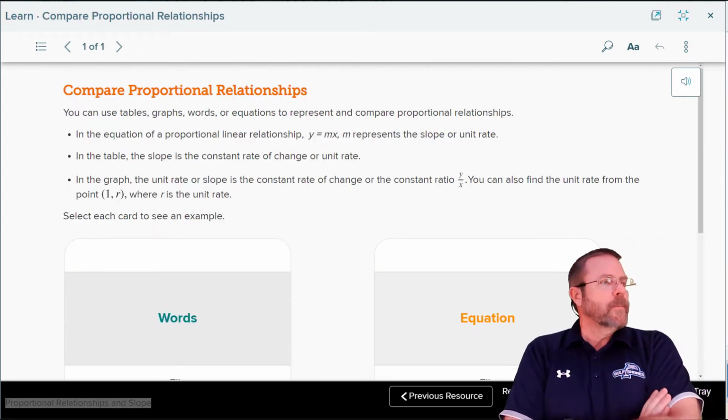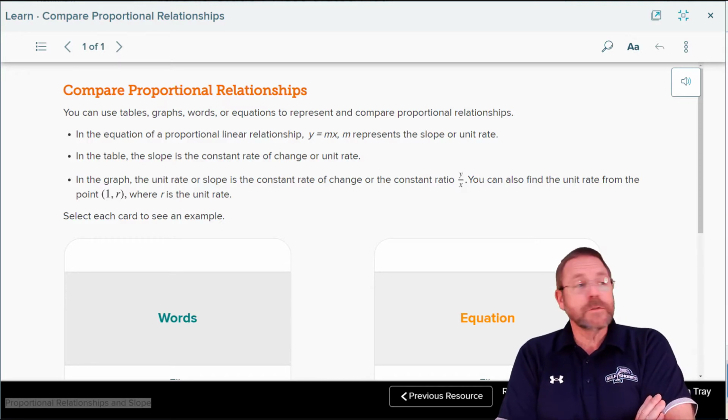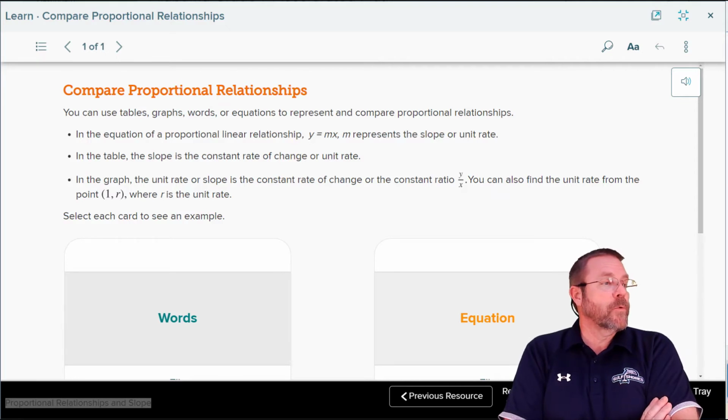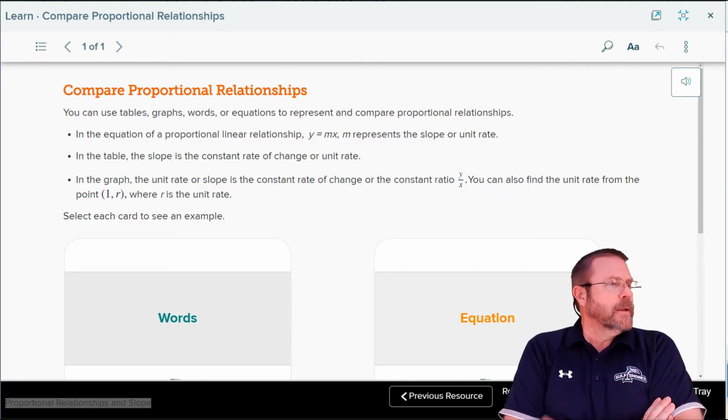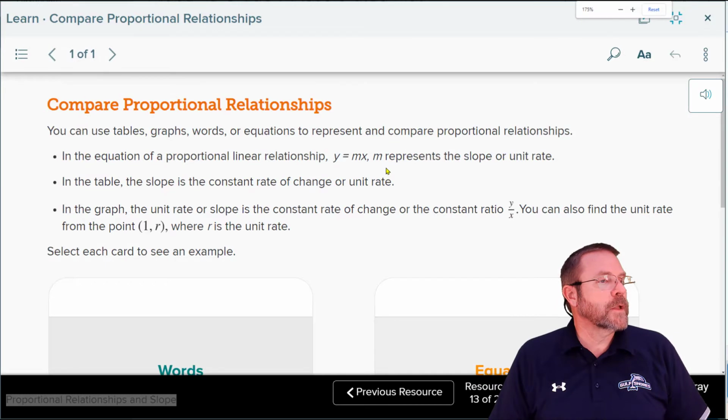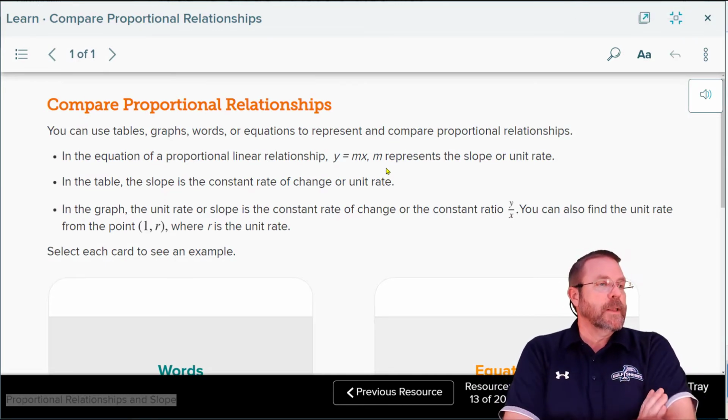Next, we are going to compare proportional relationships. You can use tables, graphs, words, or even equations to represent and compare proportional relationships. In an equation of a proportional relationship, y is equal to mx.